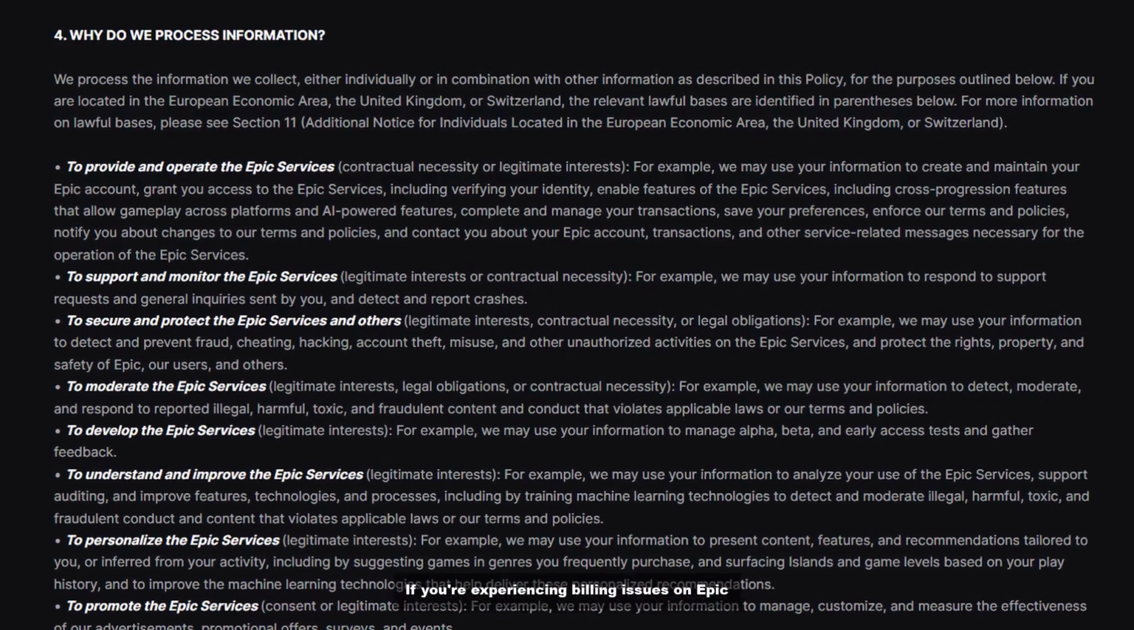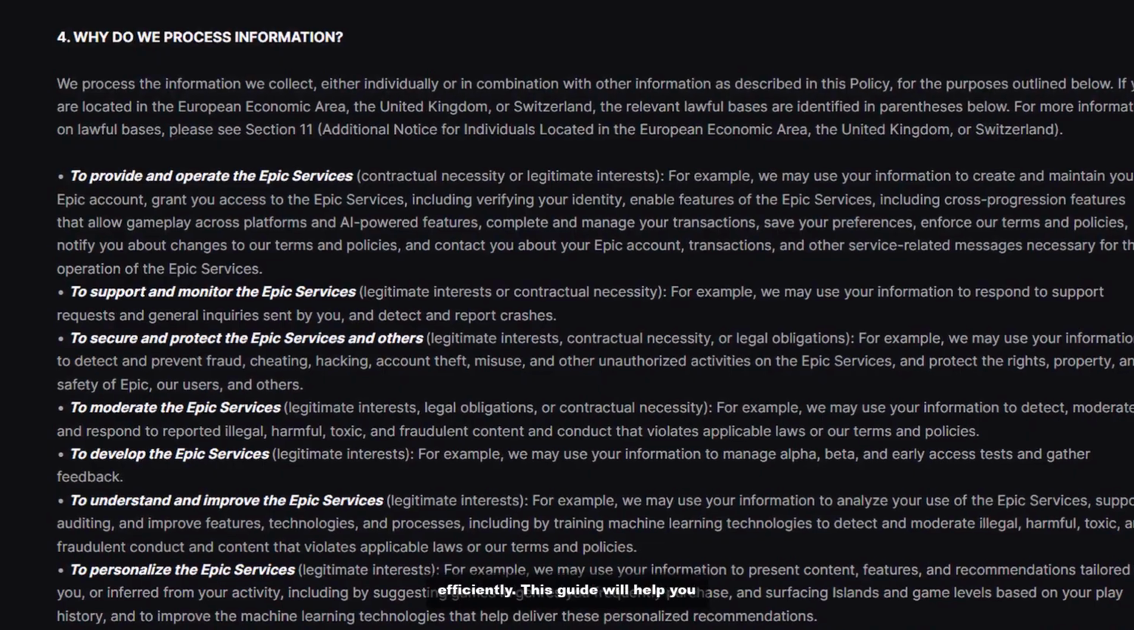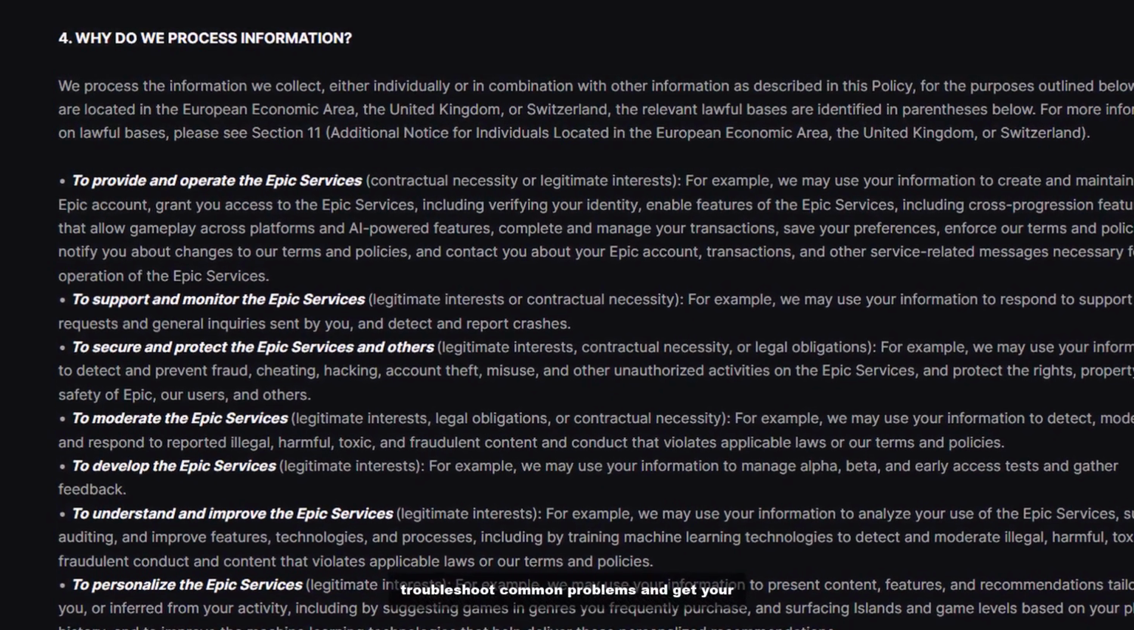If you're experiencing billing issues on Epic Games, follow these steps to resolve them efficiently. This guide will help you troubleshoot common problems and get your account back on track.